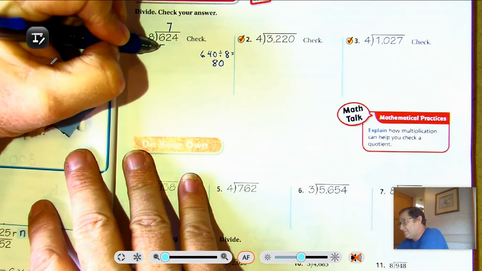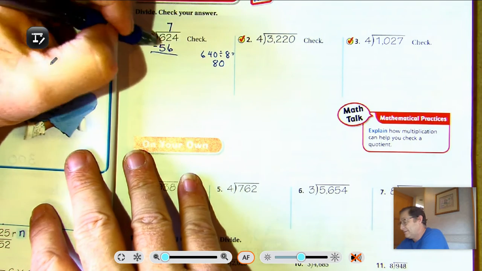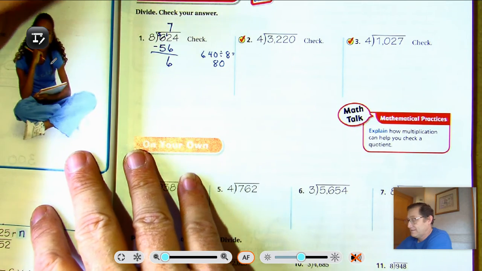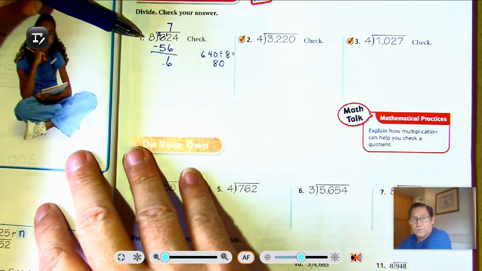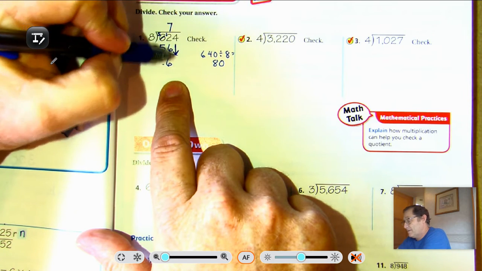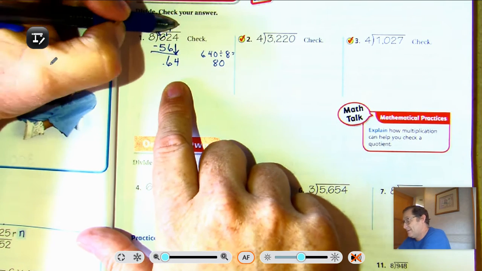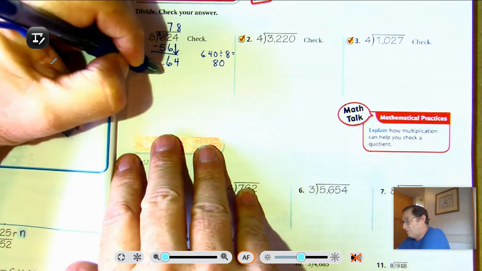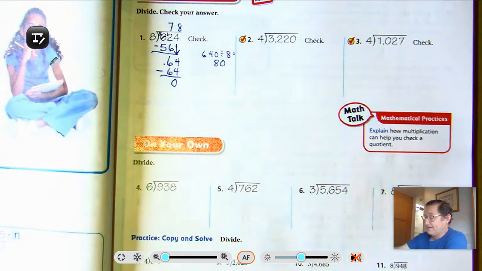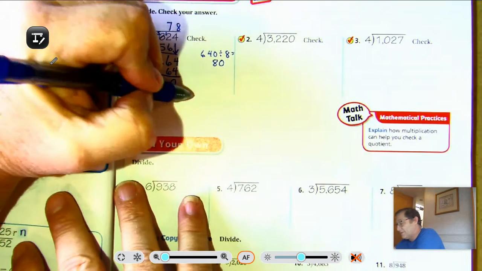8 times 7 is 56. 56 tens taken from 62 tens, I'm left with 6 tens. Can't share 6 tens with 8 groups, so let's trade those 6 tens for 60 ones. Bring down the 4 ones that we already have. 64 ones, divided by 8. 8 times 8 is 64. Subtract, we get 0. So we should have an answer of 78. Now I think that's reasonable because that's close to my estimate of 80. But let's multiply to check.